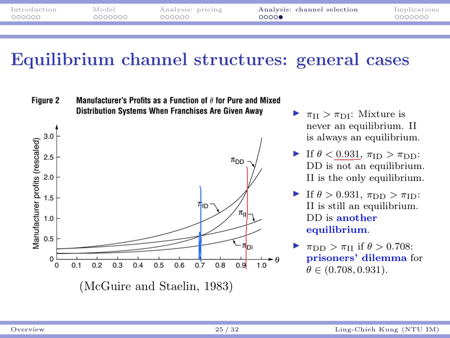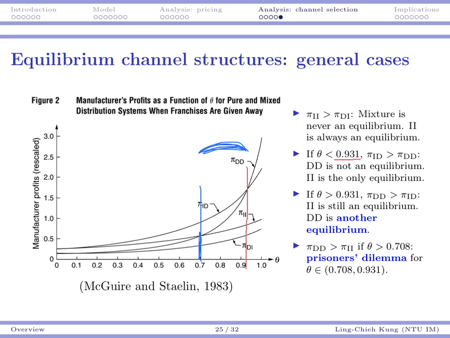What does that mean? In this interval, these two manufacturers know that if it is possible, they should do DD. However, because they are rational, because they are selfish, because they cannot coordinate or cooperate, they will choose II, each one. And that's a prisoner's dilemma. If they can collaborate, they should choose DD. Unfortunately, they cannot, so they are choosing II. So within this range, we say they are in a prisoner's dilemma. But if theta is too low or too high, then it's not the case.